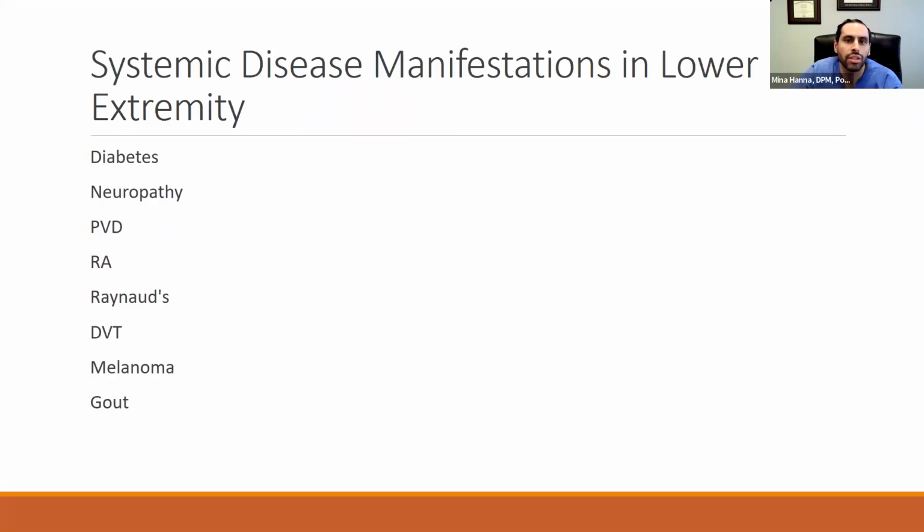All right, so systemic diseases that manifest in the lower extremities. There are many systemic diseases that manifest early on in the lower extremity, which allow us to detect and diagnose them before they progress or become debilitating. Some of these conditions are diabetes, neuropathy, peripheral vascular disease, rheumatoid arthritis, Raynaud's, DVT, melanoma, and gout. For diabetics, oftentimes it presents in the skin, a condition called diabetic dermopathy, where there are dark lesions present all over their legs.